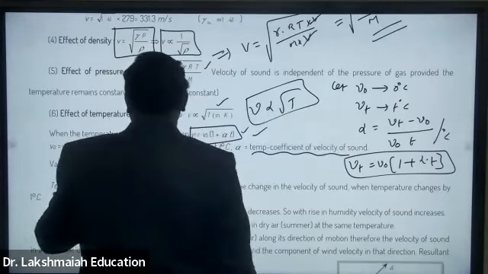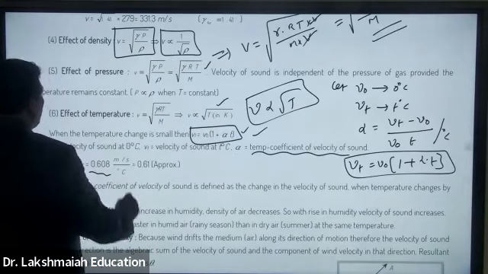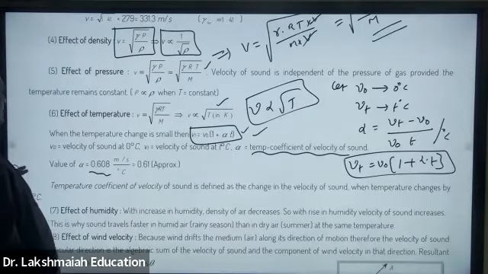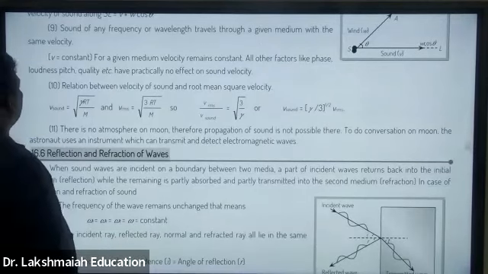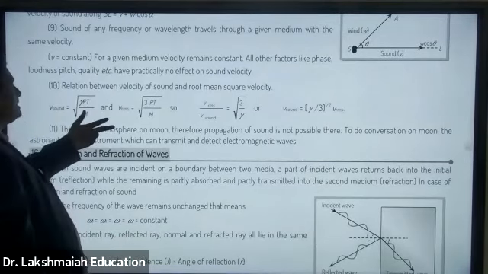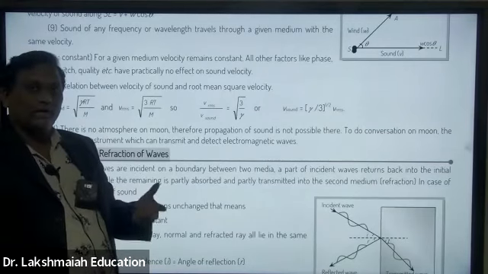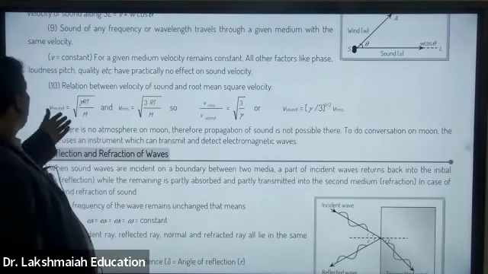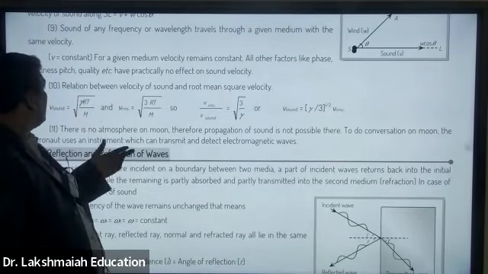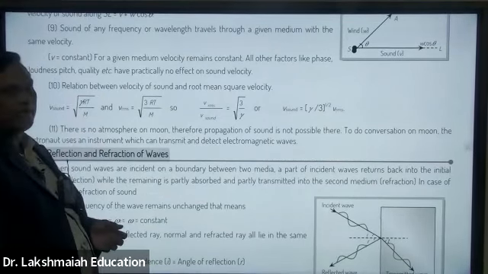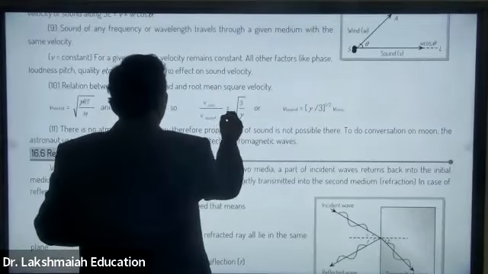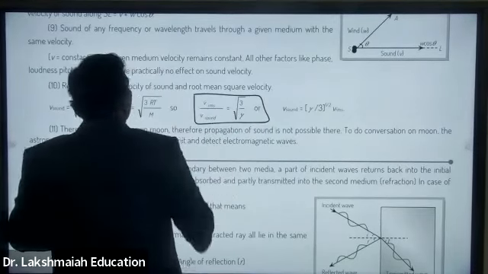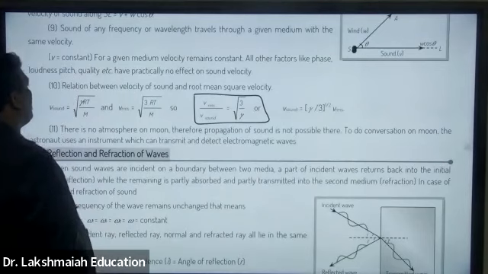Next, that alpha value is approximately 0.608 meter per second per degree centigrade. So these are the things, and that is root over gamma RT by M. Sometimes you can write it in terms of k, the Boltzmann constant: 3/2 kT. Then VRMS by V sound you will get, this is very important. VRMS by V sound is equal to root over 3 by gamma.